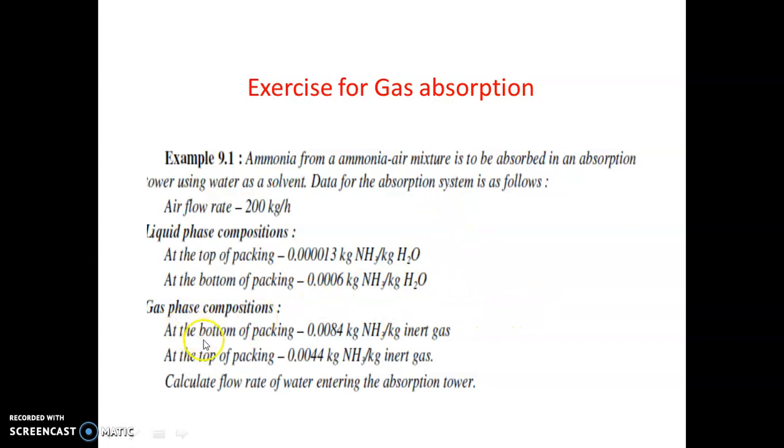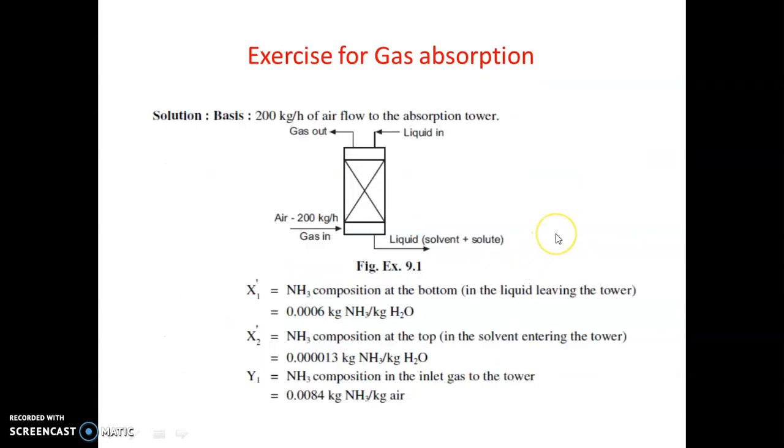Then similarly the gas phase composition is given here, and we have to calculate the flow rate of water entering the absorption tower. That means we have to calculate the flow rate of solvent. Note that this problem is given on a mass basis. So this is the figure. The water is taken in, the gas is fed from here. Some gas is absorbed and unabsorbed gas is taken out from the top, and here we get the liquid plus solvent.